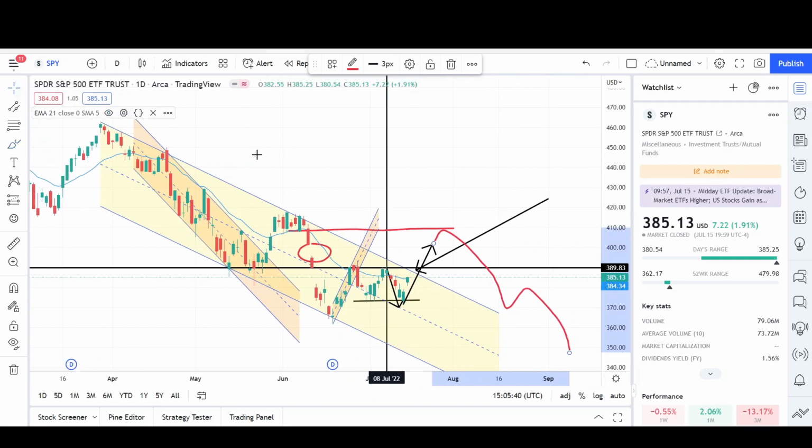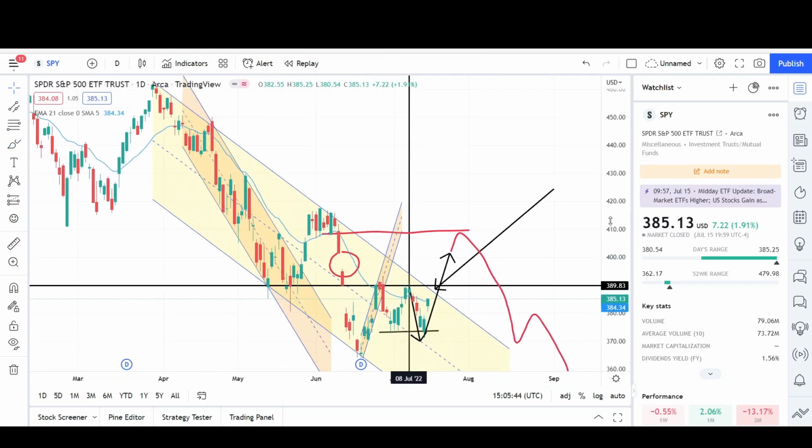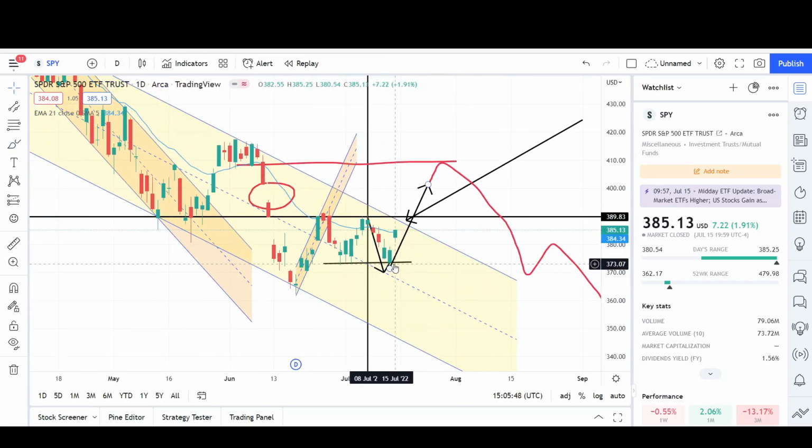So we could see a Q4 reversal. We'll have to wait and see. But as of right now, prices are looking kind of bullish. Looks like we bounced from that 373 level. We're going back up to that 390 level.